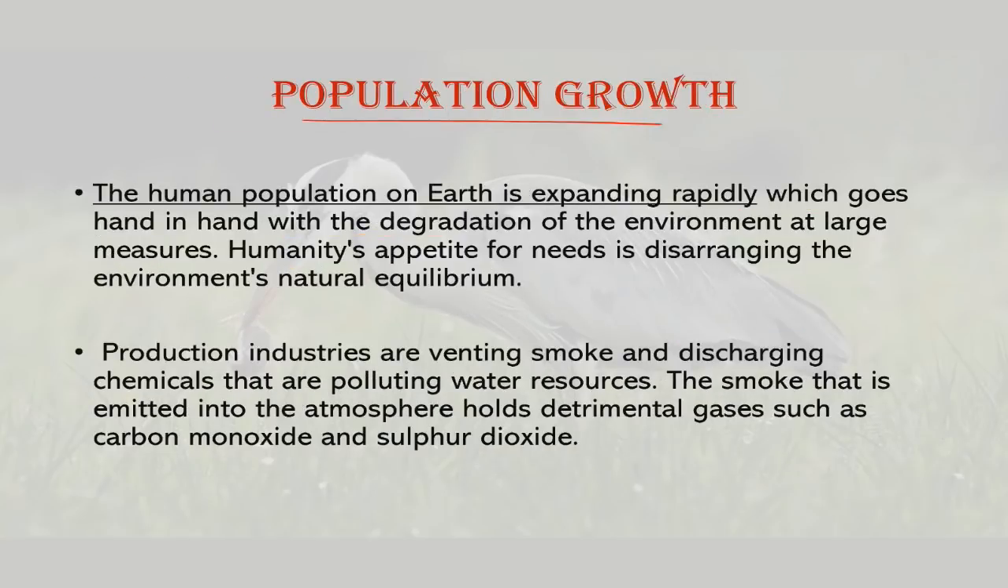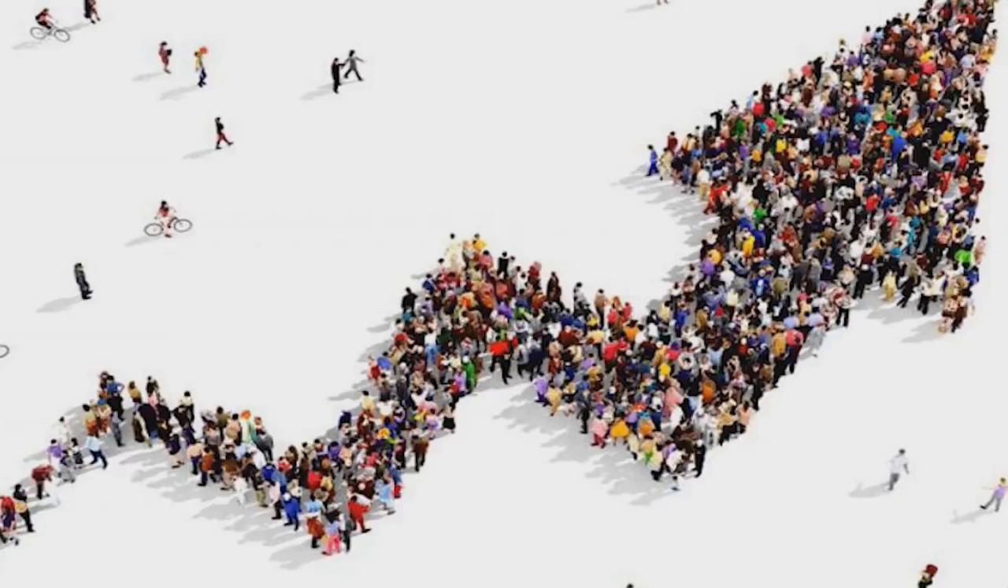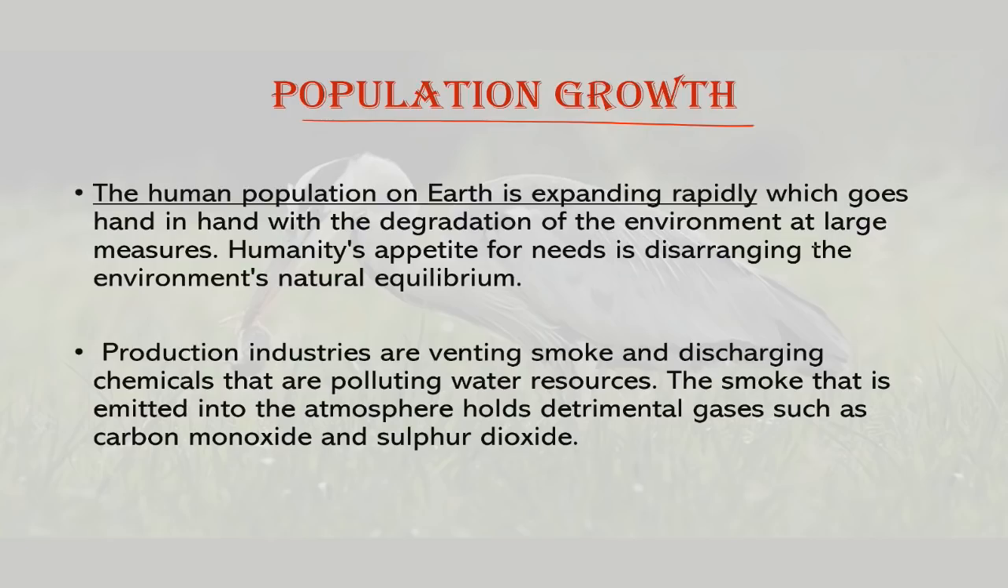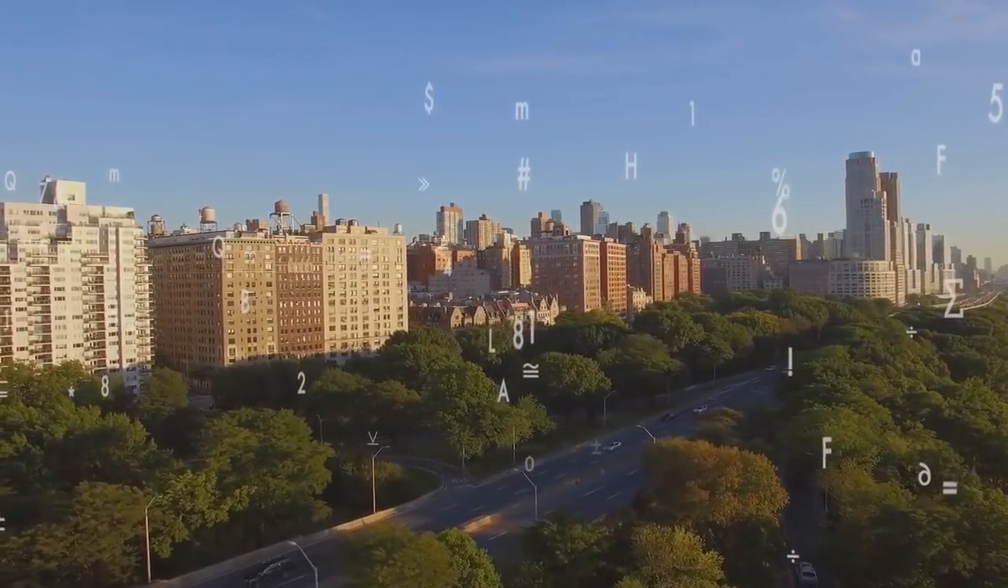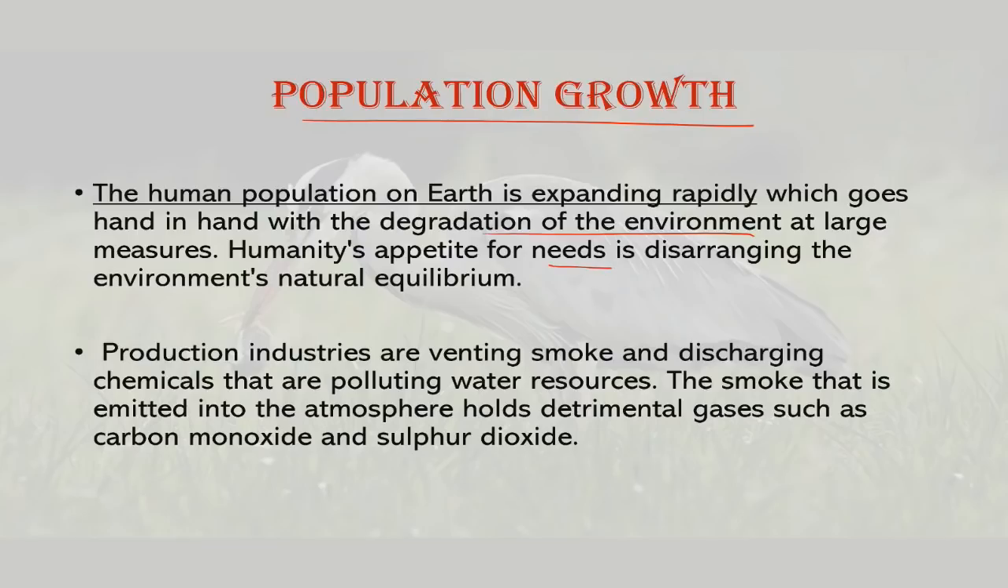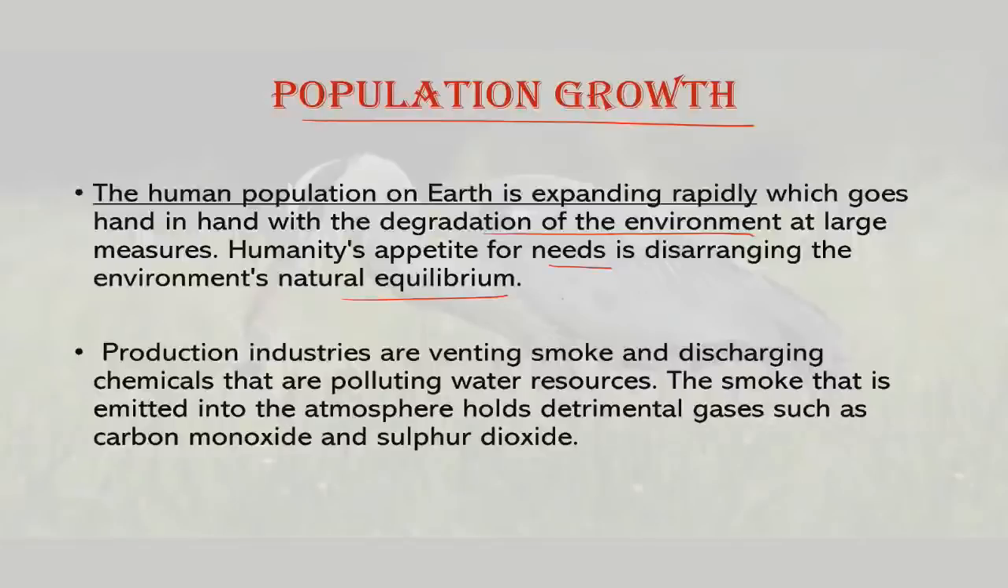Next problem here is population growth. The human population on Earth is expanding rapidly, which goes hand in hand with the degradation of the environment on a large scale. Humanity's appetite for needs is disarranging the environment's natural equilibrium. The smoke that is emitted into the atmosphere holds detrimental gases such as carbon monoxide and sulfur oxide. The available fresh water being affected by climate is also being stretched across an ever-increasing global population.